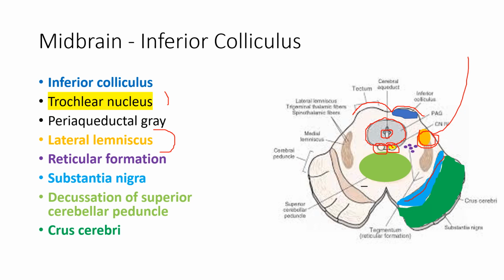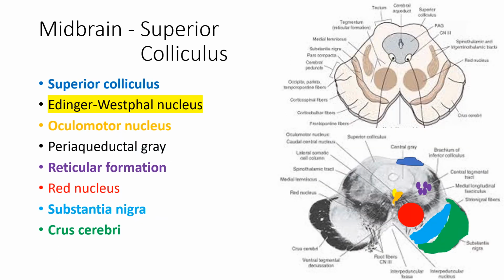Decussation of the superior cerebellar peduncle at the lighter green area, so you can see that light green in here. And then the crus cerebri is the darker green. Again, crus cerebri in darker green here. Substantia nigra here. You can see the red nucleus now. Reticular formation, periaqueductal gray around the cerebral aqueduct.